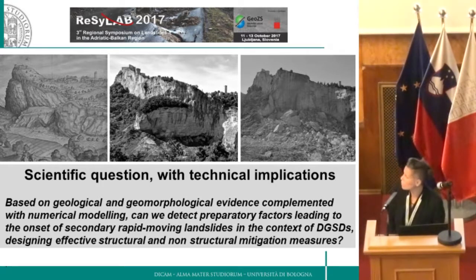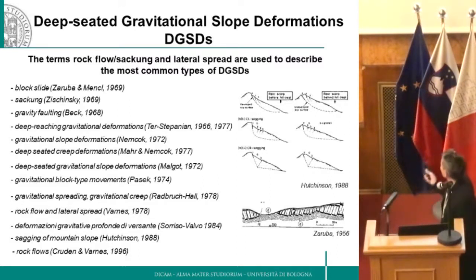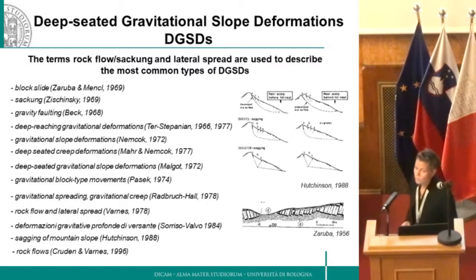I'm here among colleagues who are all working on landslides, so there's no need to give a definition of deep-seated gravitational slope deformation, even if a lot of definitions have been given in the last decades. Actually, the terms rock flow and sackung, and on the other hand, lateral spread, are the terms that are mostly used in research papers currently.